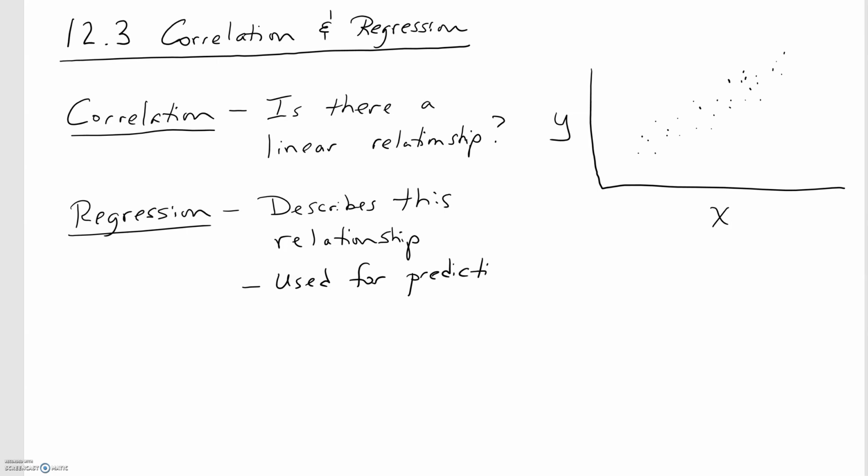So how are we going to describe this linear relationship? How are we going to make these predictions? Well, we would use something called the regression equation. The regression equation is usually known as the line of best fit.